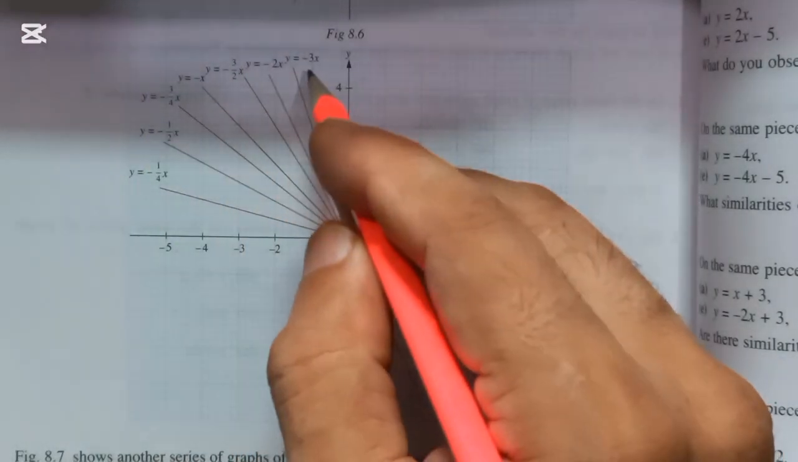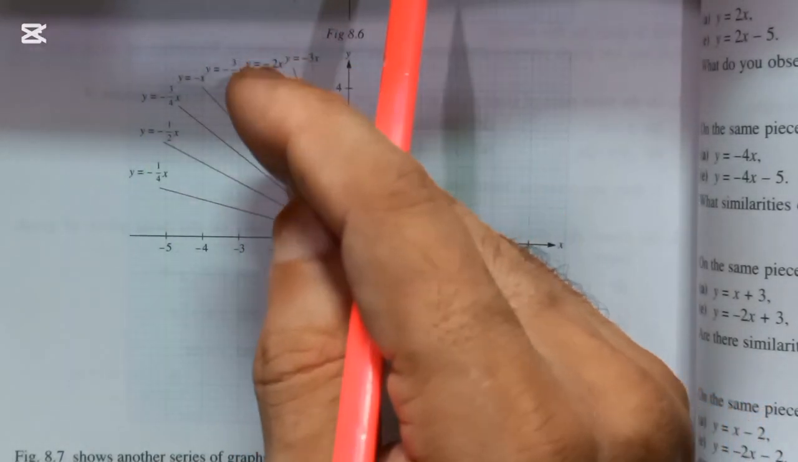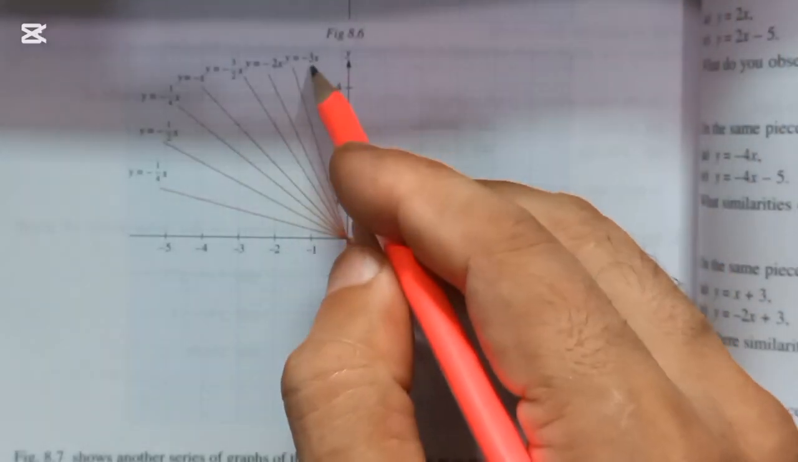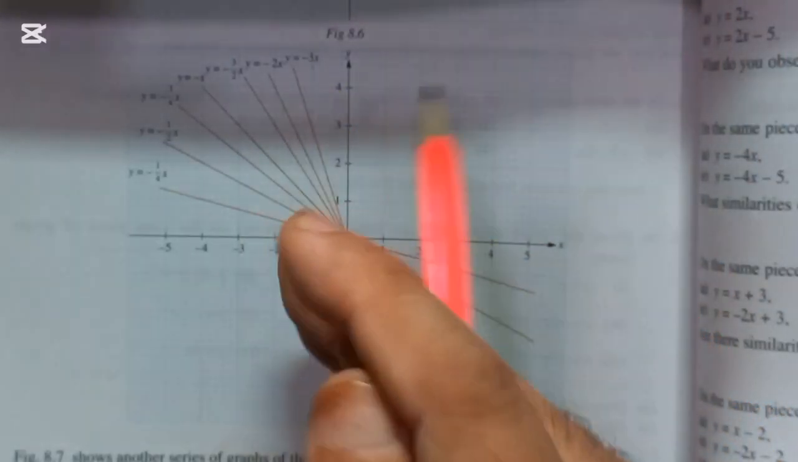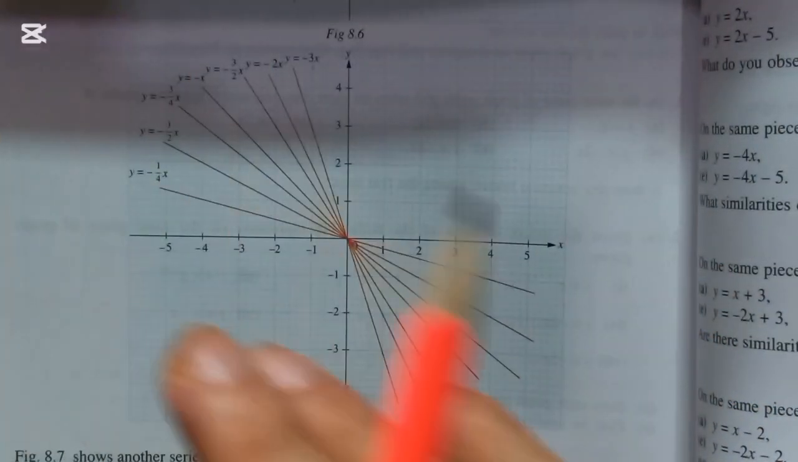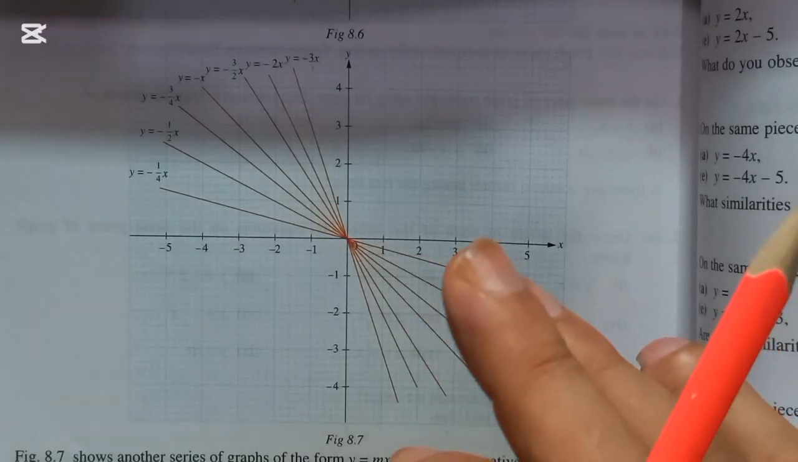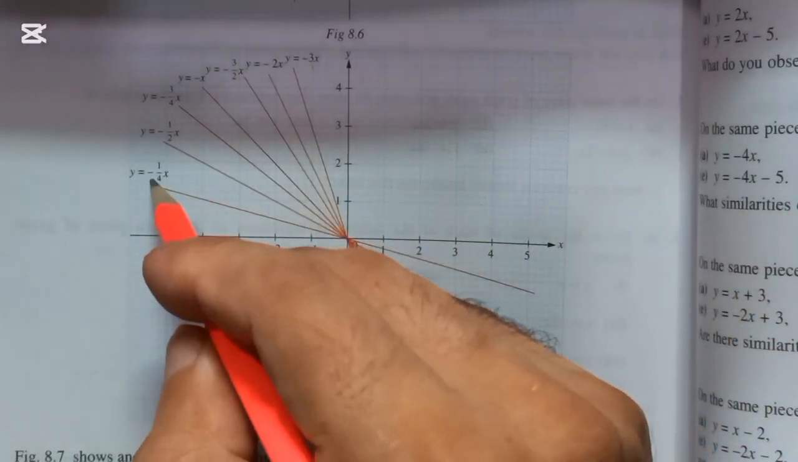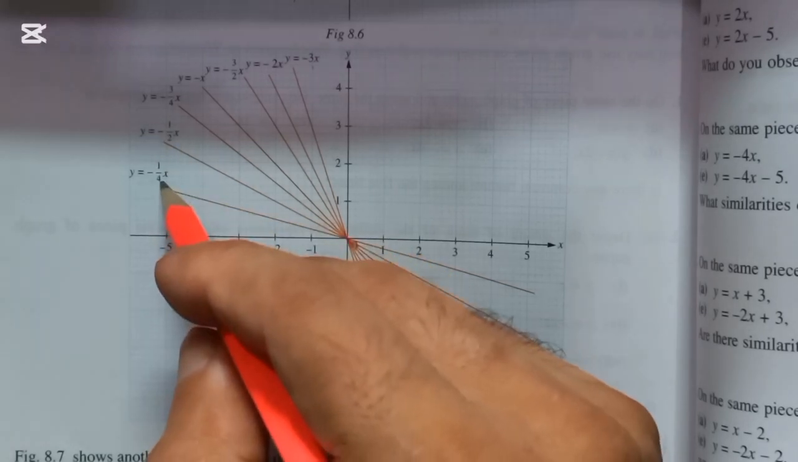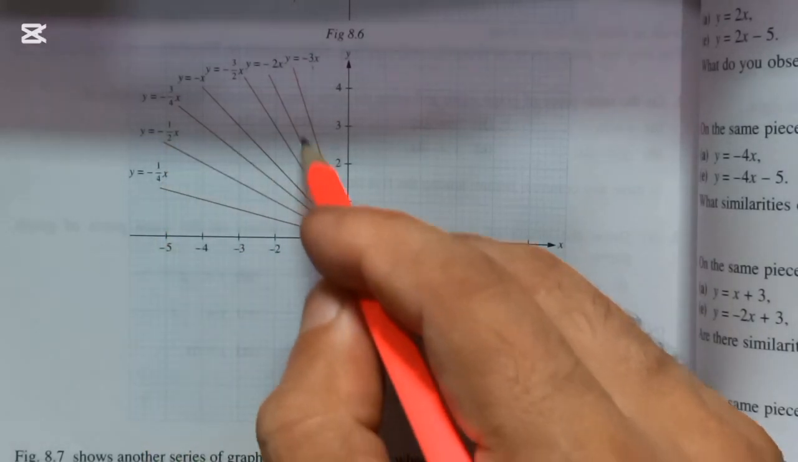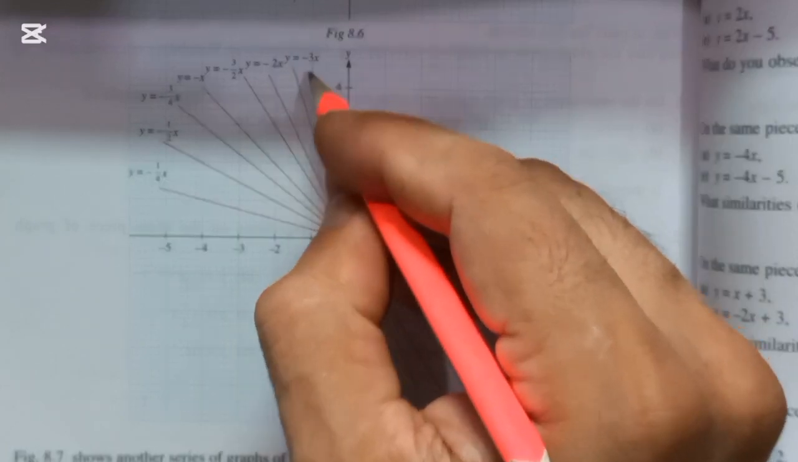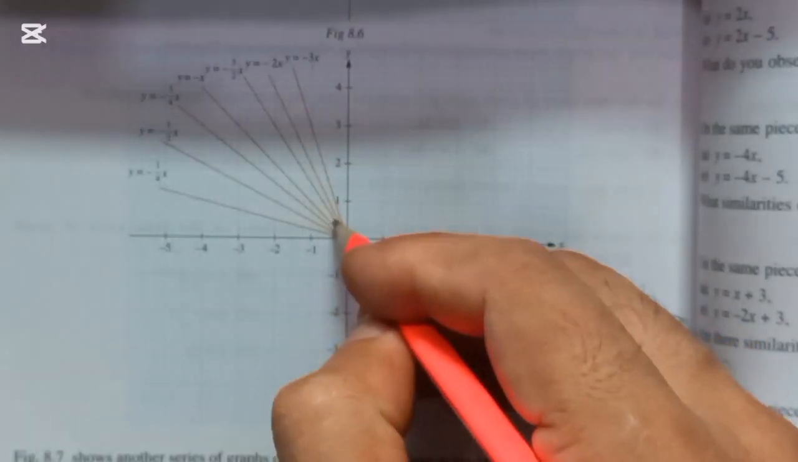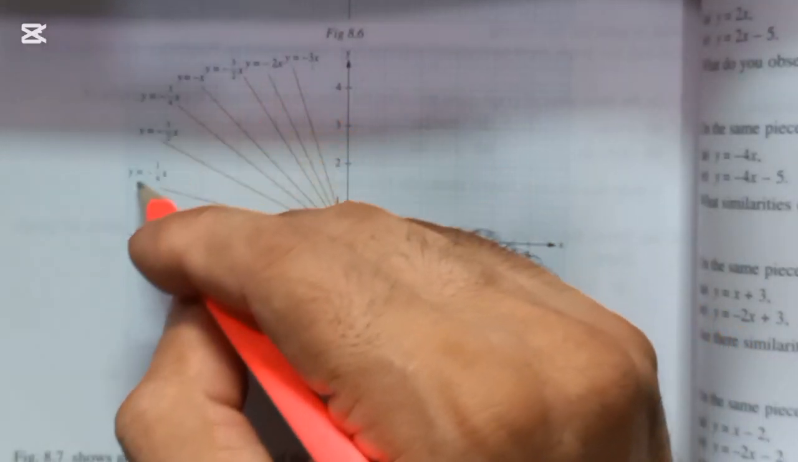So if m is positive, the graph will rise from left to right. But if m is negative, then the graph will rise from right to left. So this is the point to remember. The next thing is, in spite of the minus value, the more the value of m, the more the steepness of the graph will be. So look now, minus 3 is having more steepness, minus 2 is having less steepness, and so on.